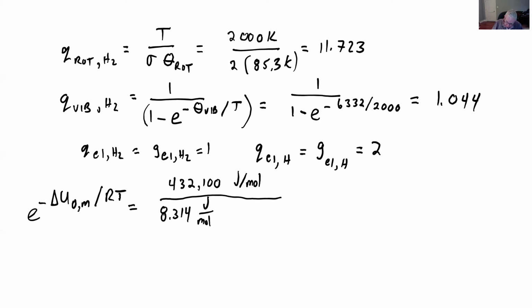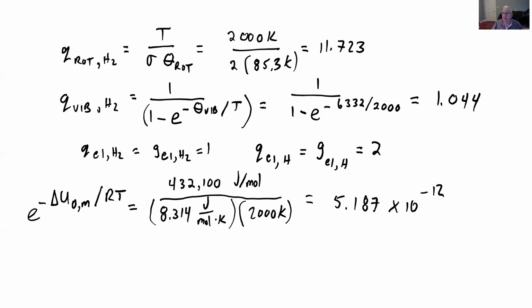Now I get to put per mole. My temperature is still 2000 Kelvin. All right, and if I take that and evaluate it for that piece, it says I get 5.187 times 10 to the minus 12. That's got to be unitless, right?